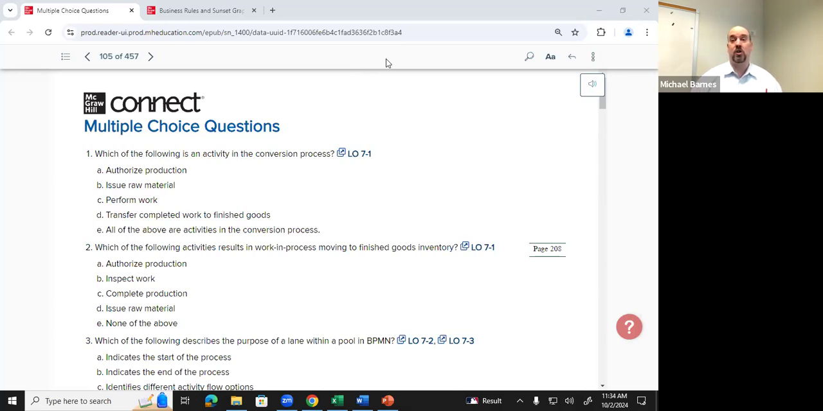I do think the homework is a good, valuable experience, but it is not a comprehensive way of preparing for the exam. So let's go ahead and go through some of these questions. Which of the following is an activity in the conversion process? Well, we start out with a pretty easy one. Again, when you approach questions like this, do not automatically default to the last answer. Don't default to all of the above.